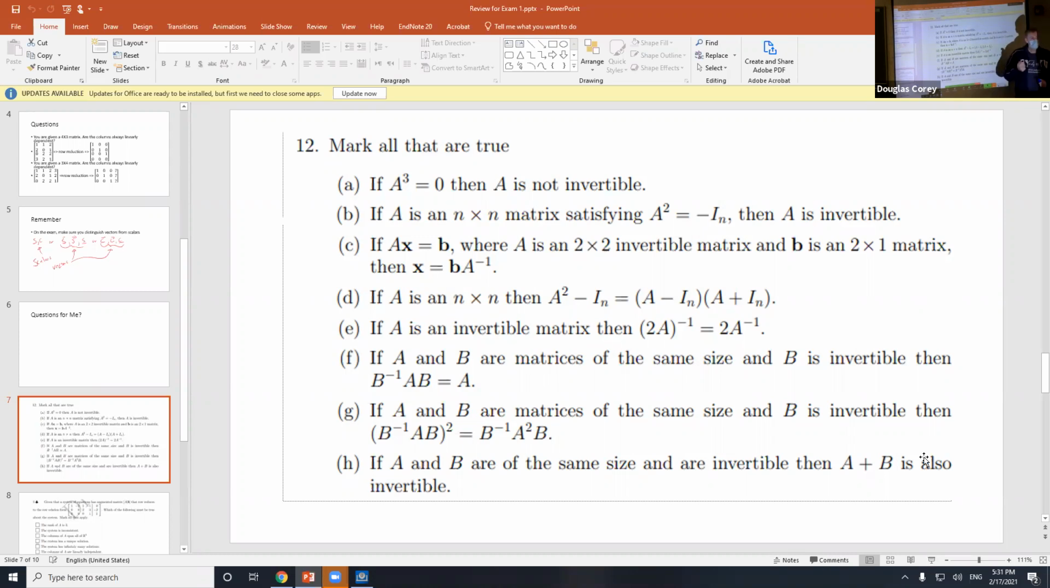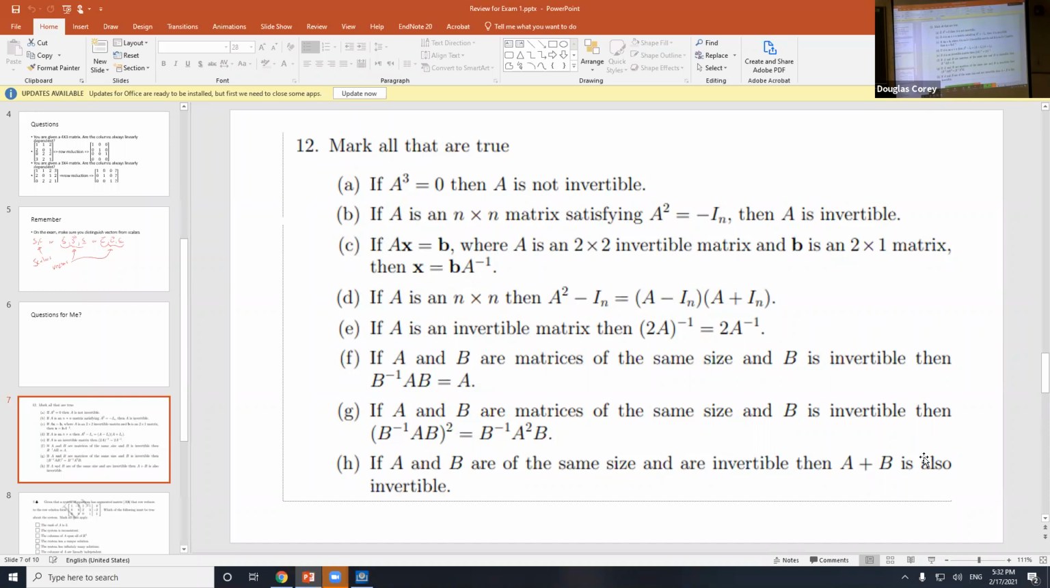So thumbs up if you think this is true, thumbs down if you think this is false. If A cubed is equal to 0, then A is not invertible. Okay, all the thumbs I see are up, I think. That's true. The question is, why? How could you reason through this? You're on the exam, how would you reason through whether A was invertible or not?